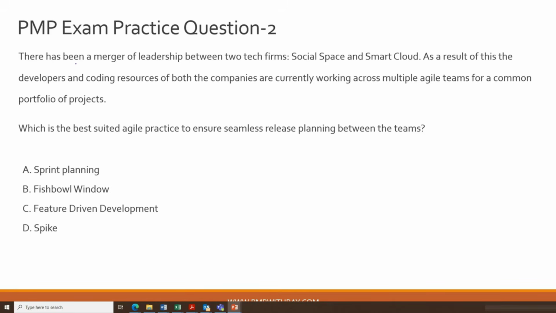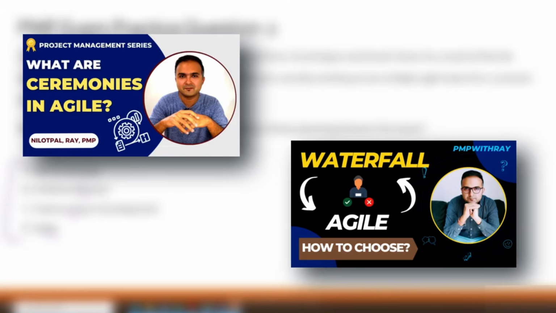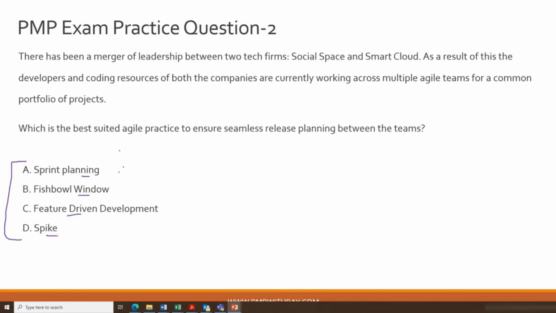So this question is typically a question which is testing your understanding about agile methodology. Okay, you can't typically classify this as a type 1 or a type 2 question, because this is a question which is directed towards testing your subject matter expertise. Okay, so basically you need to know what these terms mean. So what is sprint planning, what is fishbowl window, what is feature driven development, what is a spike, etc., etc. So I would recommend here to watch the videos on my YouTube channel where I have discussed such critical topics about agile, which will be important from a PMP exam standpoint. Okay, so anyways, let's start solving this question together.